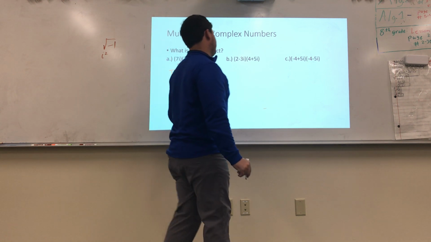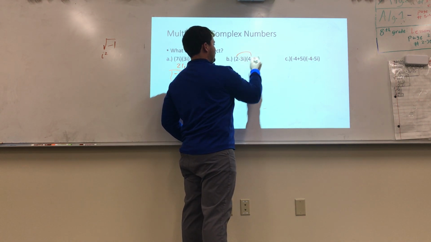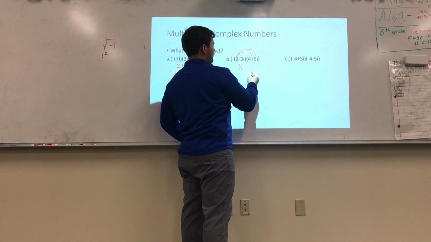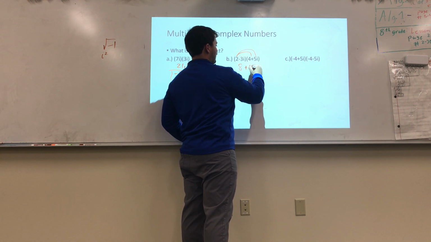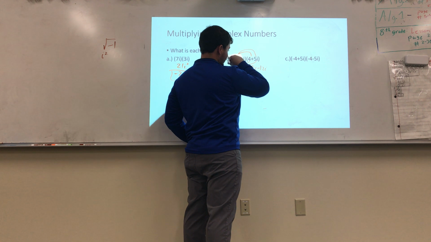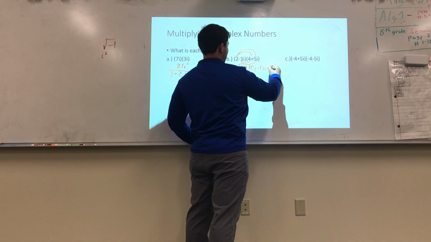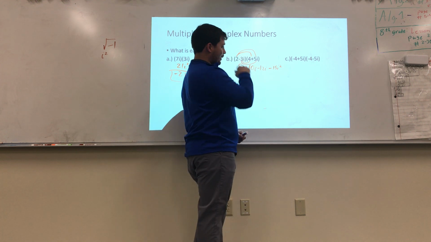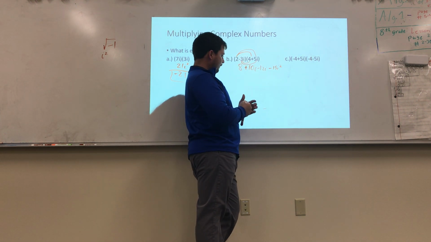Alright, here we're going to do some foiling. First, we're going to get 8. Outer, so we're going to get plus 10i. Inner, we're going to get negative 12i. Last, we're going to get negative 15 i's to the second. Once again, i times i is going to give me that. Okay?